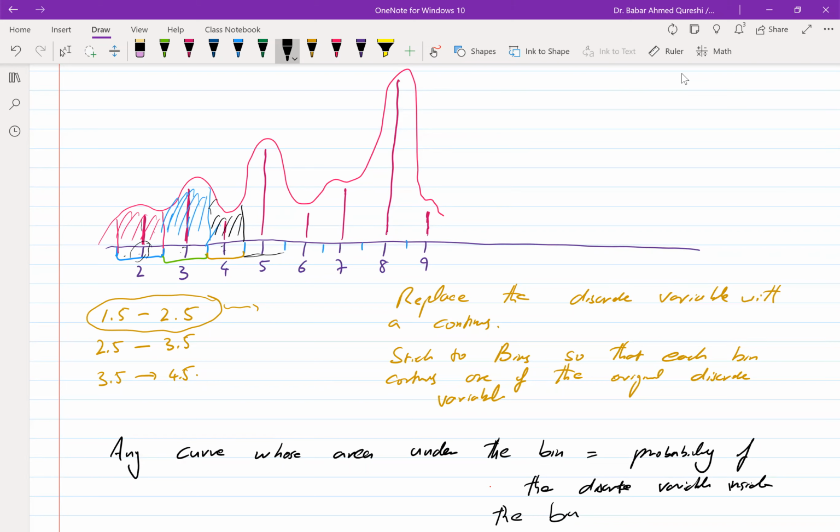So instead of reading this strip's height, I just read the area of the strip. Because when I read the area of the strip, then I'm talking about probability densities. And if I just equate these two, I choose a curve so that its area under this is equal to the actual probability of finding 2, then the two things will give me the same answer. Is it clear? Any question?